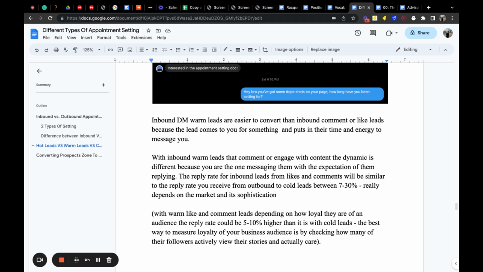And this also depends, basically that long range depends on the market sophistication. So how aware is the market of the sales process? If you're messaging someone and they're getting messaged 5 times a day with people who try to sell them, they're going to have their guard up and your reply rate will be lower with those specific leads because of the market. So with warm likes and comment leads, depending on how loyal they are of an audience, the reply rate could be up to 5 to 10% higher than it is with cold leads.